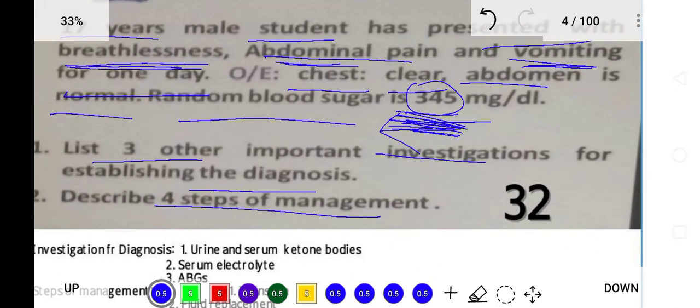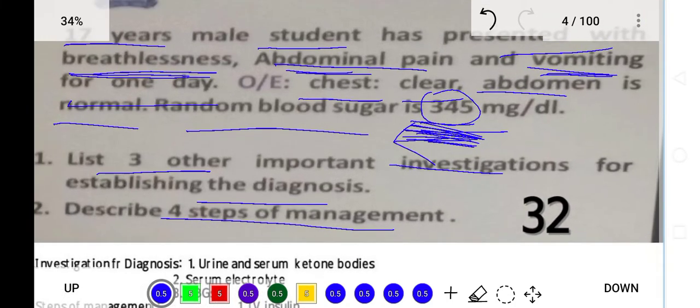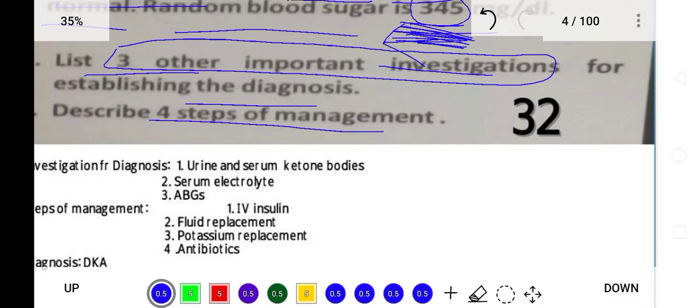So the patient has diabetic ketoacidosis. Three important investigations for this patient are urine and serum ketone bodies, in order to diagnose the ketone level in the blood, and serum electrolytes, because in diabetic ketoacidosis serum electrolytes are disturbed. The patient has hypokalemia in the initial state and hyponatremia as well, and hyponatremia results in imbalance of water balance and electrolytes, and the patient may develop dehydration.